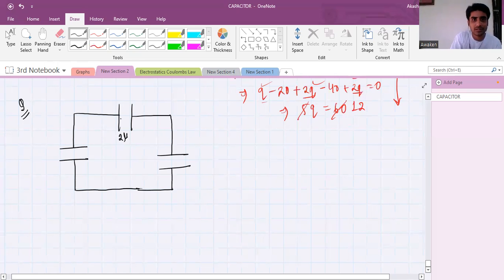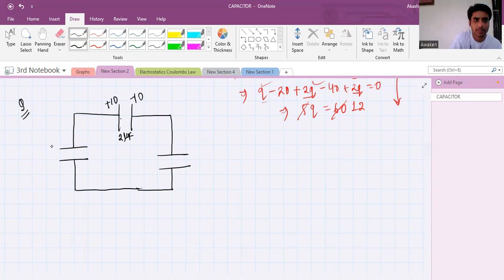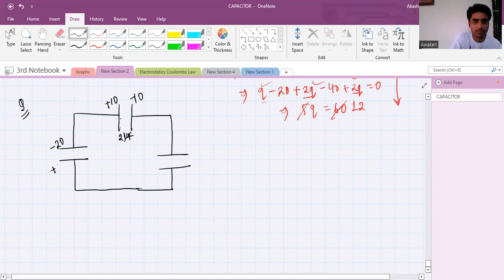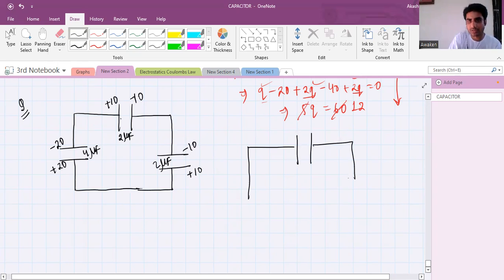2 microfarad, plus 10, minus 10. Initial distribution I'm giving. Just tell me the final charges. That is my only question. Final charge on the capacitor, plate wise.